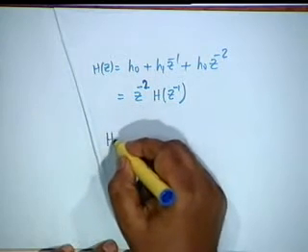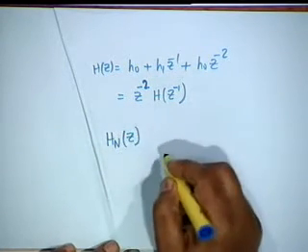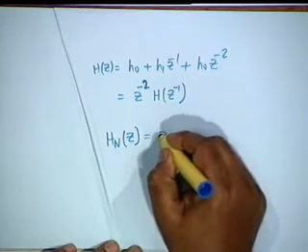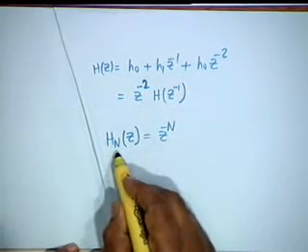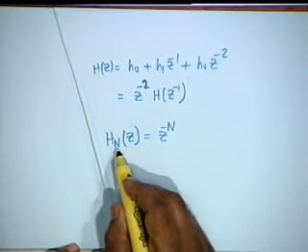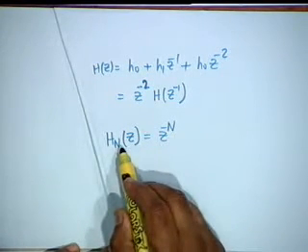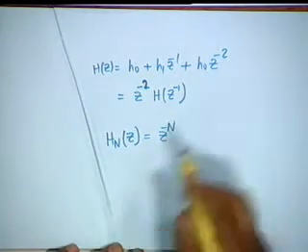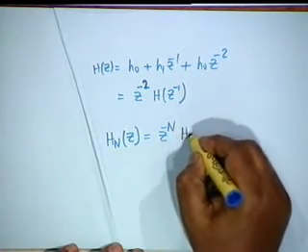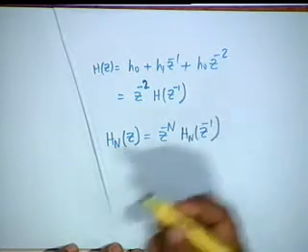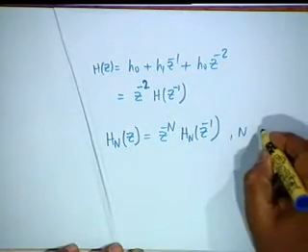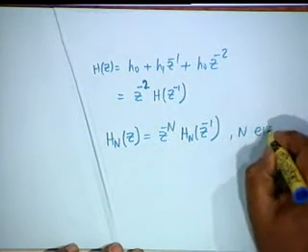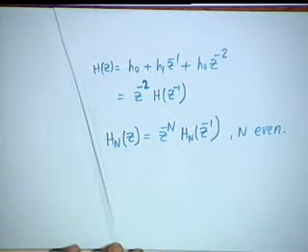In general, for type 1 filters, Hn of z is equal to z to the minus N Hn of z inverse. This capital N is the order. It is not the length of the filter. Length of the filter is capital N plus 1. Do not confuse between the two. Capital N for type 1 filter is even. All right? Is the point clear?